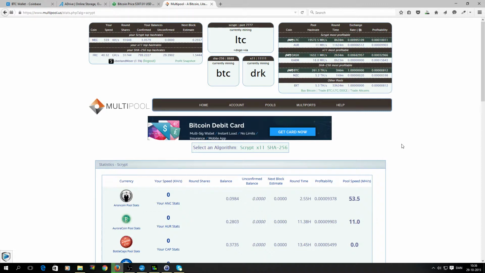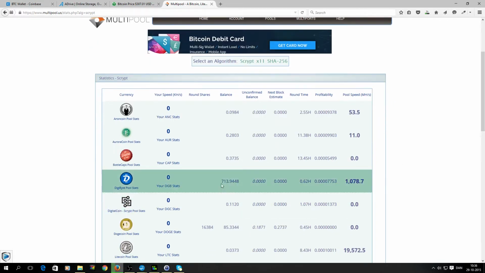One thing to say about the pools is that it costs a little to be a part of the pool. Normally a pool will take anywhere between half to 2% of the coins generated. So I believe that multi-pool charges 1.5%. So in case I mine 100 digibytes, they would basically take 1.5 digibytes as a fee for being part of the pool.